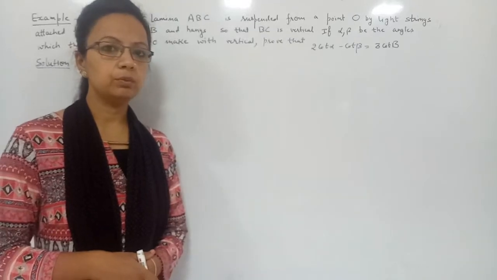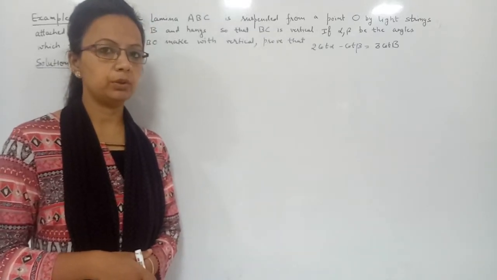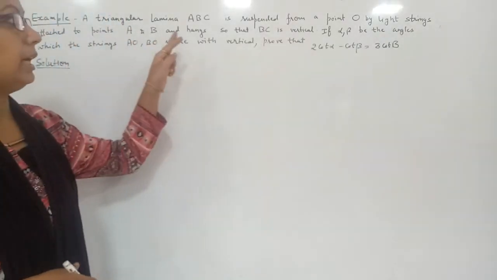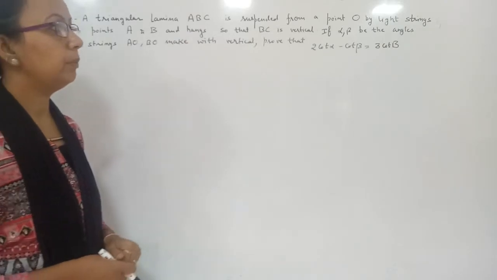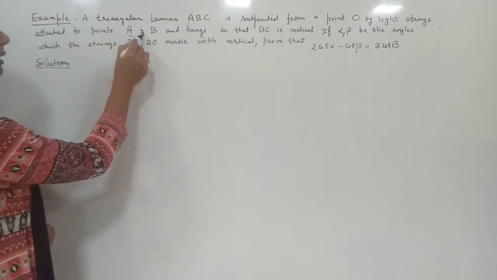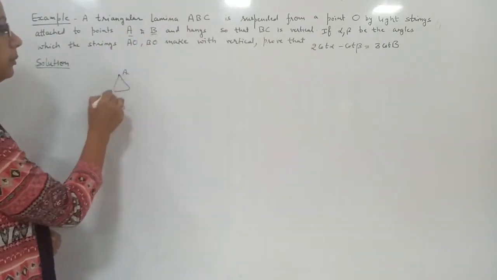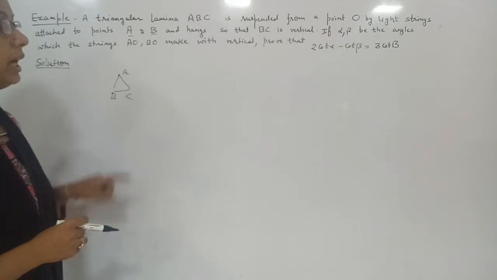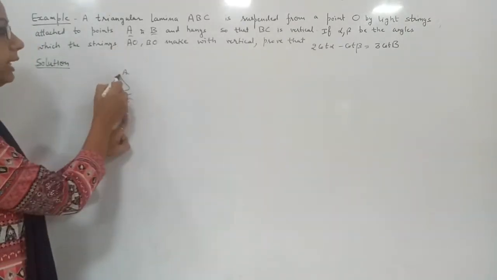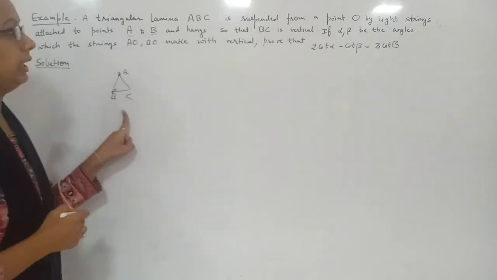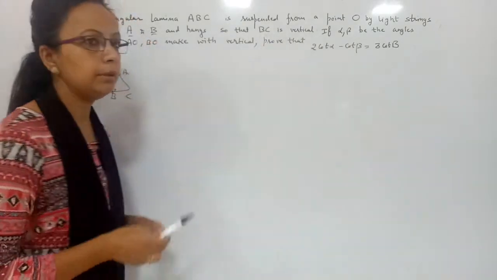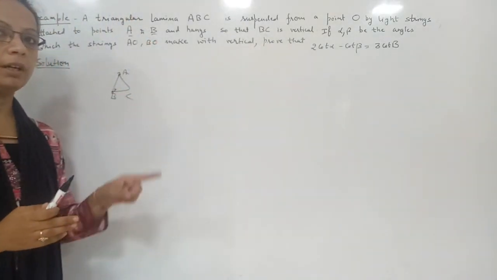Students, let us do some examples of the MN theorem, or you can say trigonometrical theorem. So the statement is: a triangular lamina ABC is suspended from a point O by light strings attached to the points A and B. A triangle is given to us, ABC, and we have to suspend this triangle by light strings. Where are the strings? At A and at B. Next, it hangs such that BC is vertical. Now we have to make the figure such that BC is vertical.